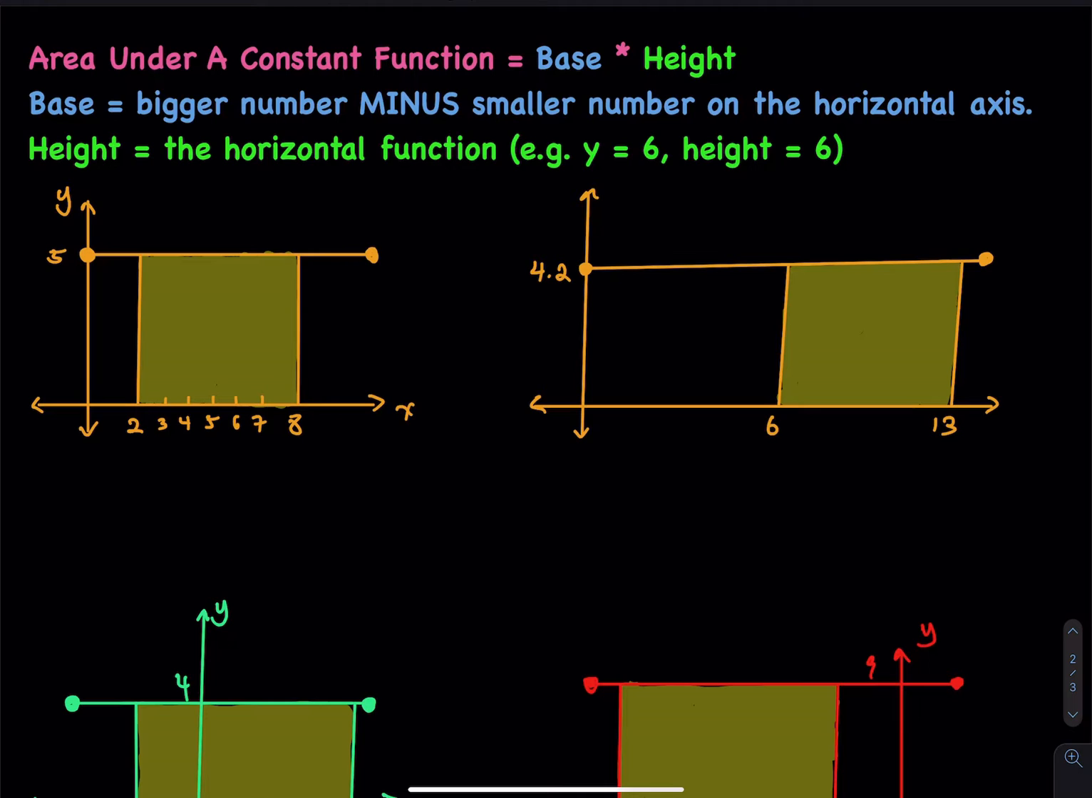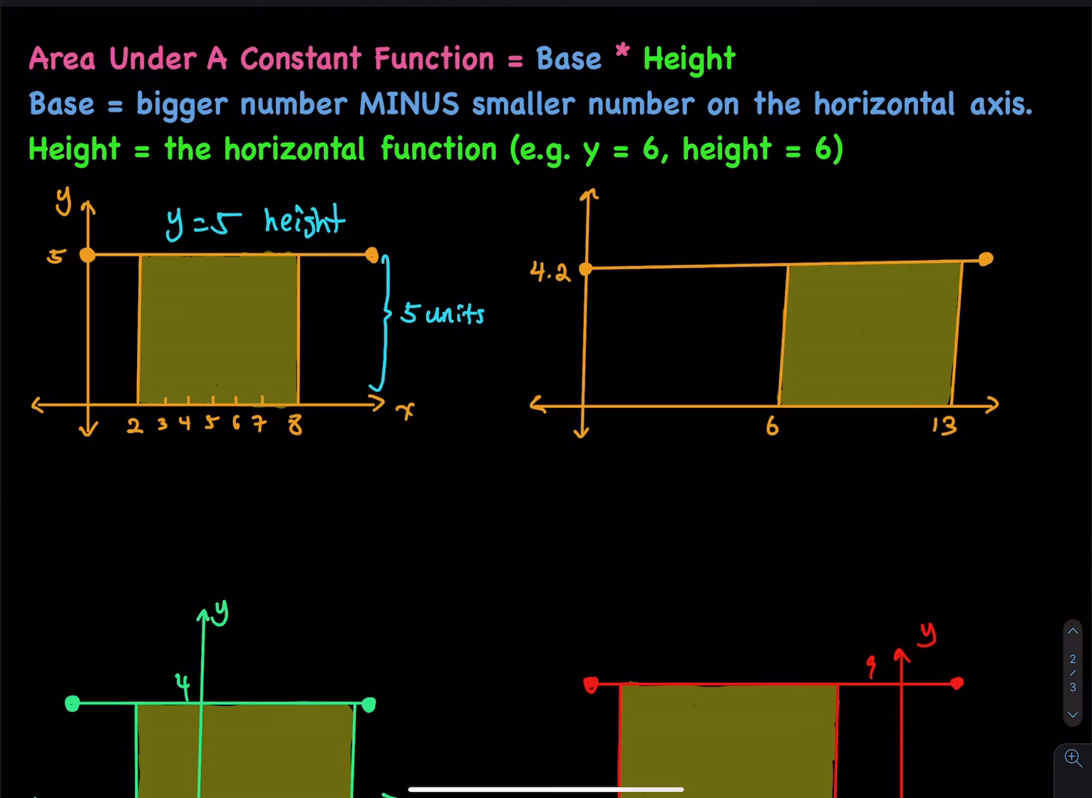So 6 is 6 of what? So 6 is the distance between the horizontal function and the x-axis, or the horizontal axis. So let's take a look at the first picture. Do you see that there is a horizontal line at 5? So the function is y equals 5. So we know that this is the height. So the height is the distance between the line and the x-axis. So that is 5 units up.